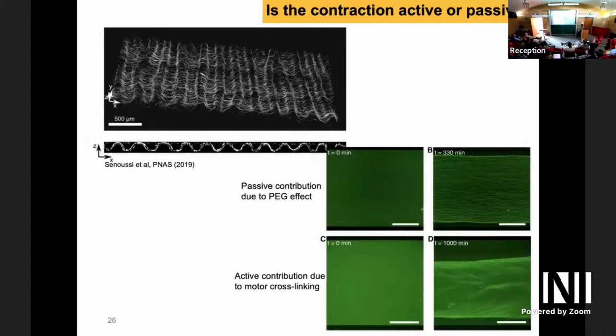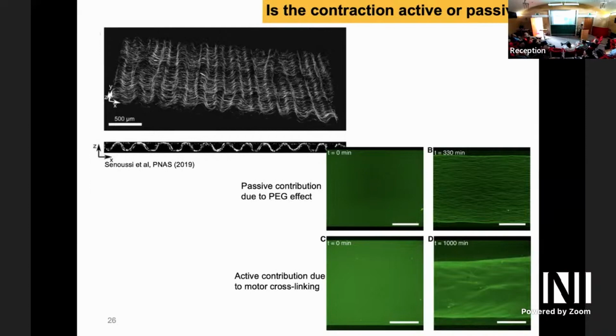However, in our case, we demonstrate that the contraction is active. Because if you just leave the system with PEG but without motors, you see, of course, a small contraction and then the formation of these bundles. But actually, if you remove the PEG and you have only motors, you also have the contraction. The only thing is that you need to wait longer, and that you lose a so visible arrangement as in the case of the PEG.